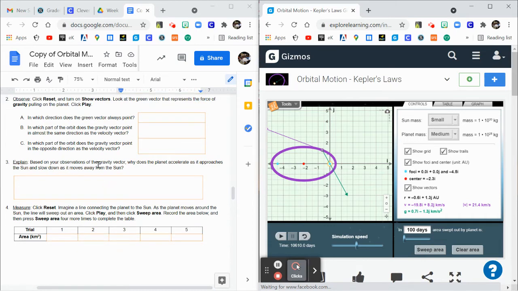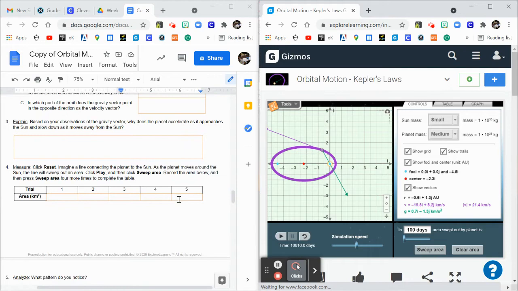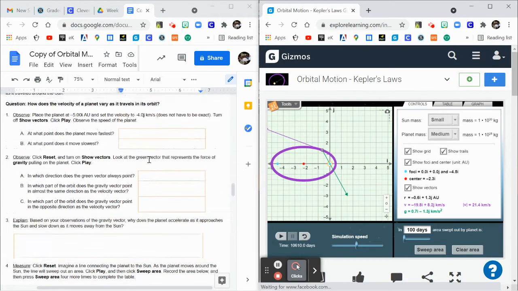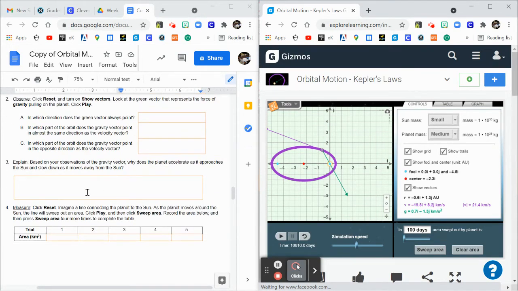Based on your observations of the gravity vector, why does the planet accelerate as it approaches the sun and slow down as it moves away from the sun? So based on your observation of the gravity vector. Okay. All right, let's see. So you are welcome to explain that.